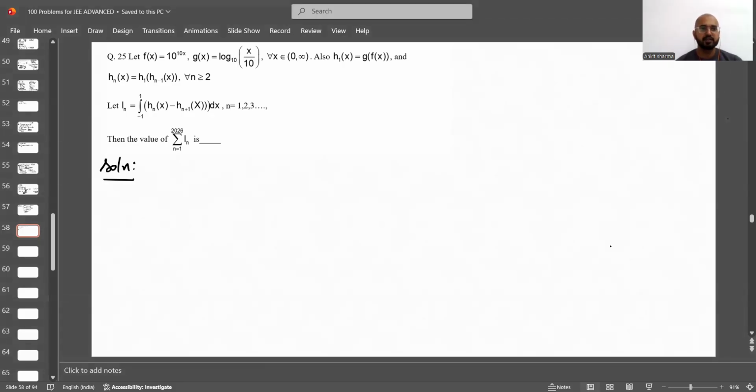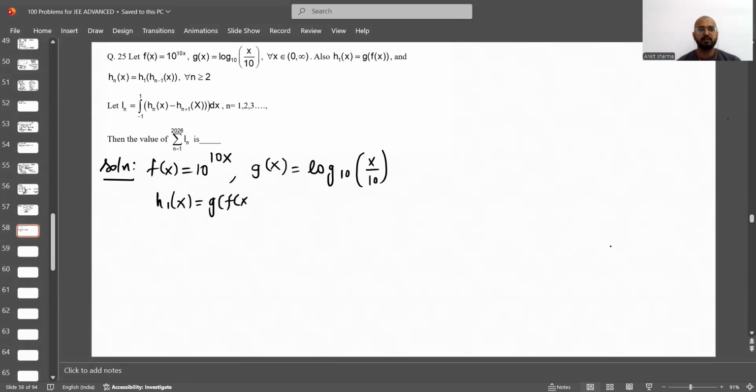So, we have a function f of x given to be 10 to the power 10x, and then we have g also. So, g of x is log of x over 10 to the base 10. And then h1 is given to be g of f of x. So, h1 of x is given to be g of f of x. We'll immediately find out. So, g of f of x is going to be log to the base 10 here, and then f of x by 10.